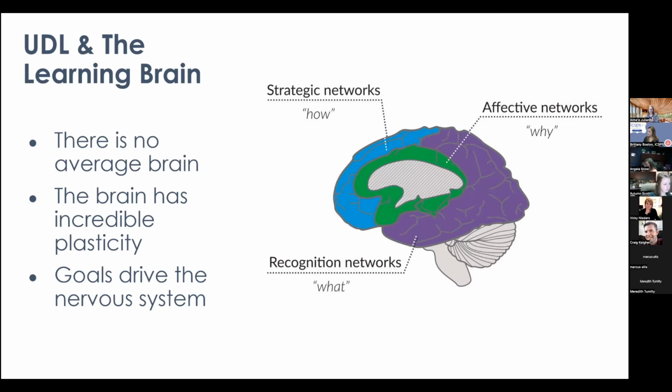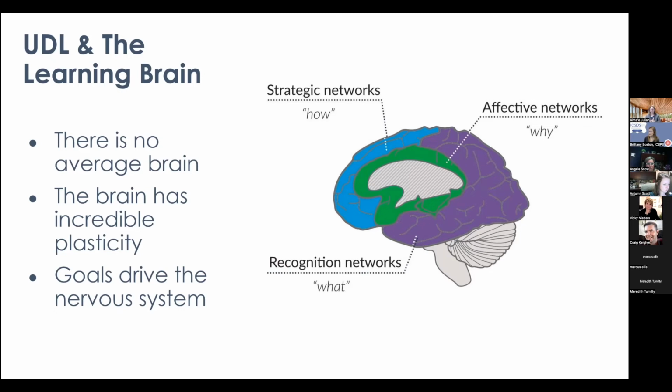How things are introduced does have an influence on gender identity. So it's a really fun study if you're interested in that neurodiversity issue. And then goals drive the neurosystem. We have three networks in the brain: the affective network, the why; the strategic network, the how; and the recognition network, the what.